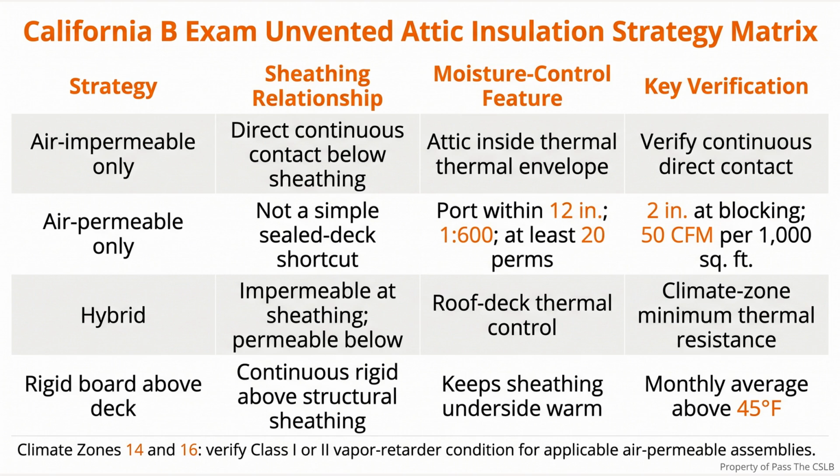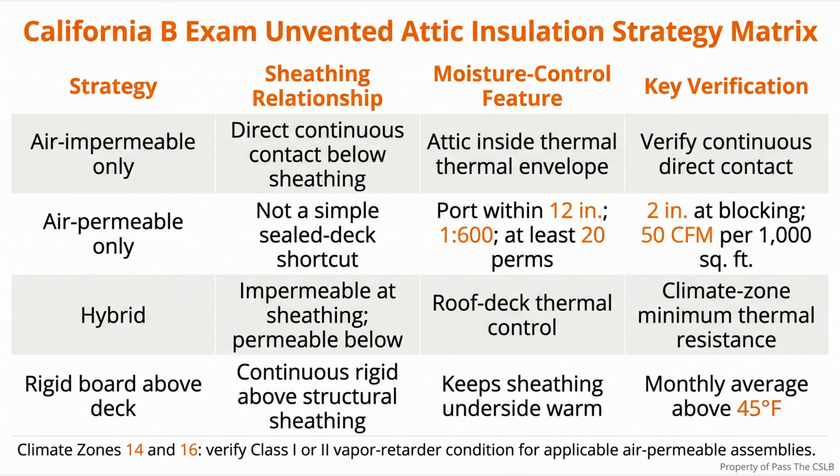For the air permeable only pathway, the source report identifies a vapor diffusion port within 12 inches of the highest roof point, sized at 1 to 600 of the ceiling area, with a membrane rated at 20 perms or greater. It also identifies a 2-inch airspace at the blocking and mechanical air supplied at 50 cubic feet per minute for each 1,000 square feet of attic area. Those details are assembly conditions, not optional accessories.